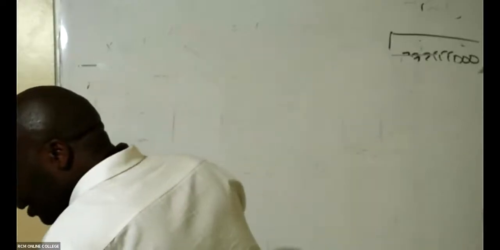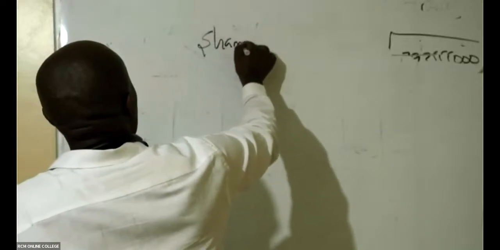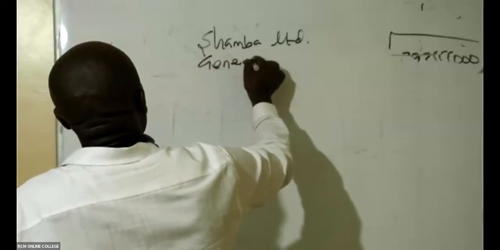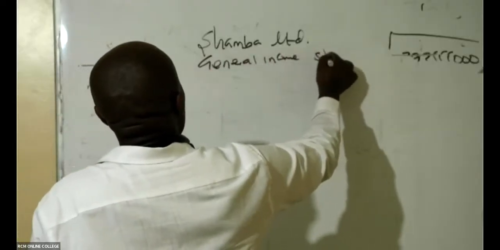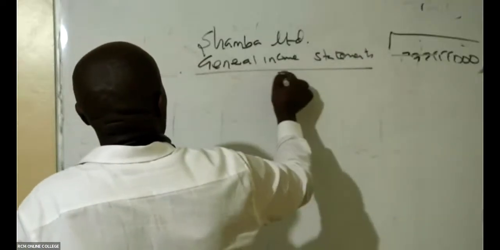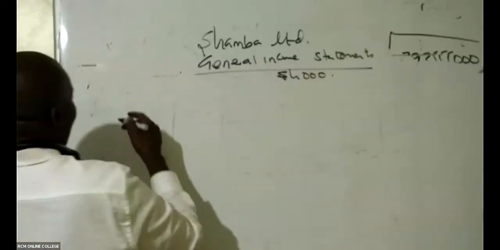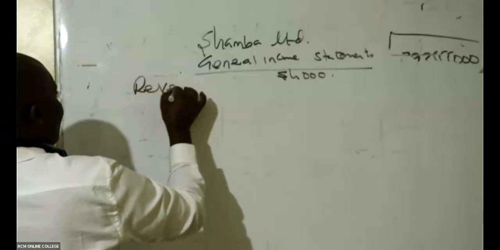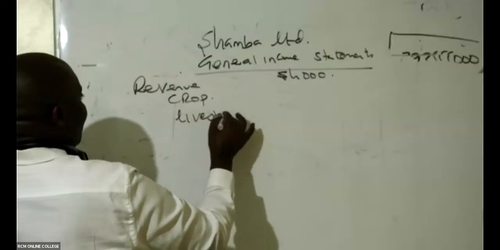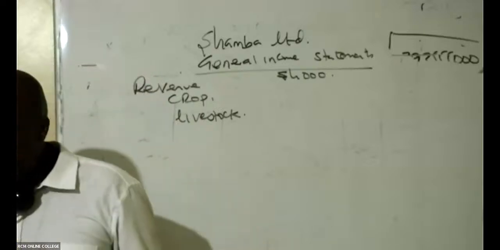So remember, you must start by writing the name of the company. It's called Ei Limited. Now you talk of general income statement. Remember, all our figures are in shillings, in thousands. So we start with our revenue. The first one, in this case, is revenue from crop, and then we have revenue from livestock.